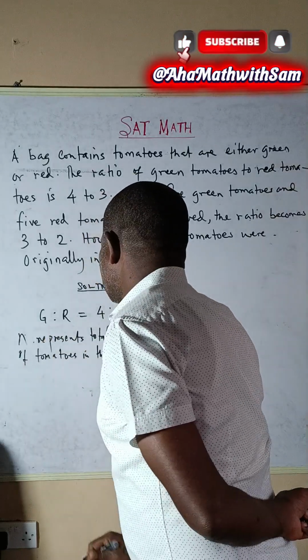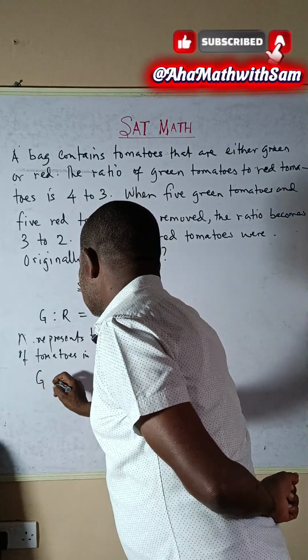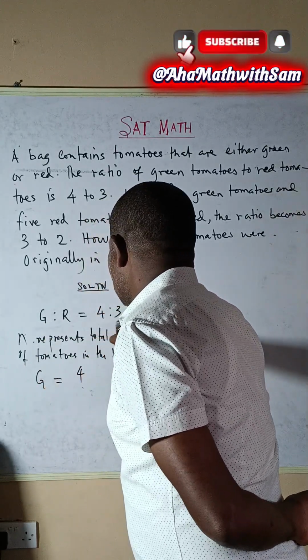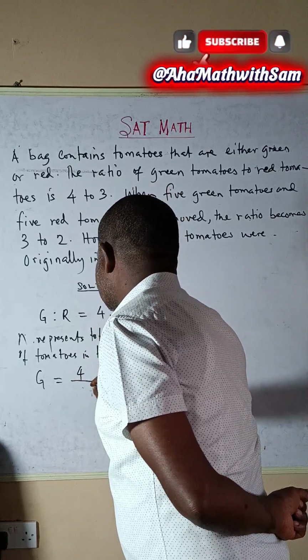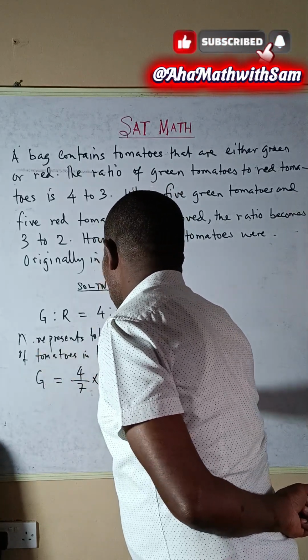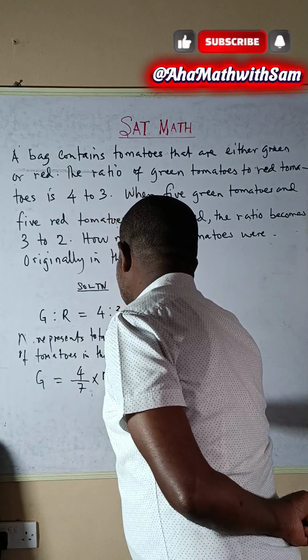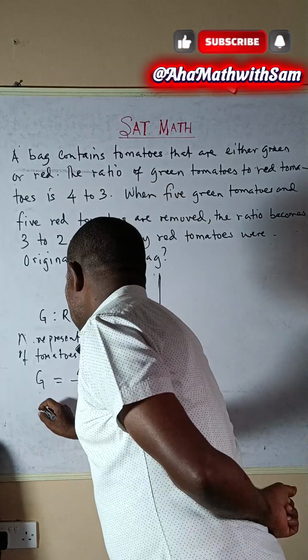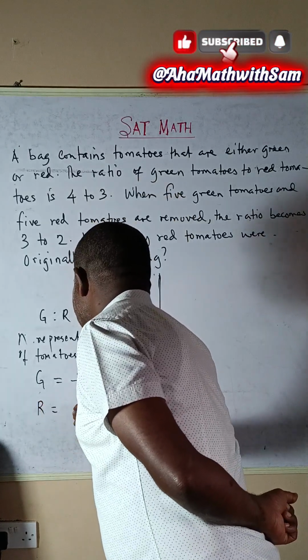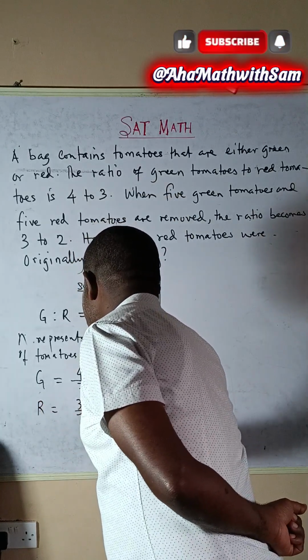With this, we can say the number of green tomatoes will be 4, the number in its own ratio, divided by the sum of the numbers in the ratio, that's 7, multiplied by the total number of tomatoes, that is N, and so this will be 4N over 7. Similarly, the number of red tomatoes will be 3N divided by 7.